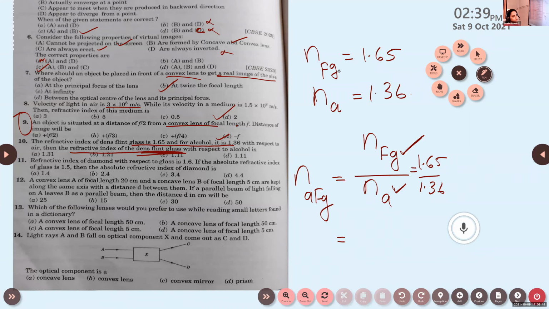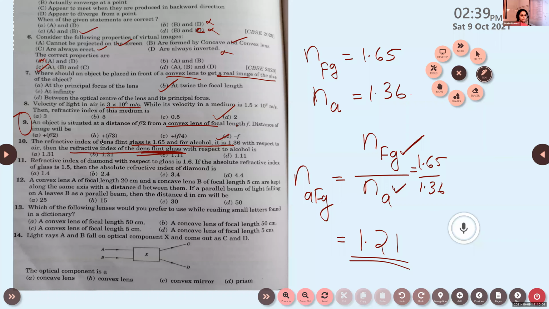Navaneet, what about your answer? Ma'am, B. B, 1.21. So here the answer is 1.21, not 1.31. The correct option is 1.21. 1.65 divided by 1.36 is equal to 1.21.